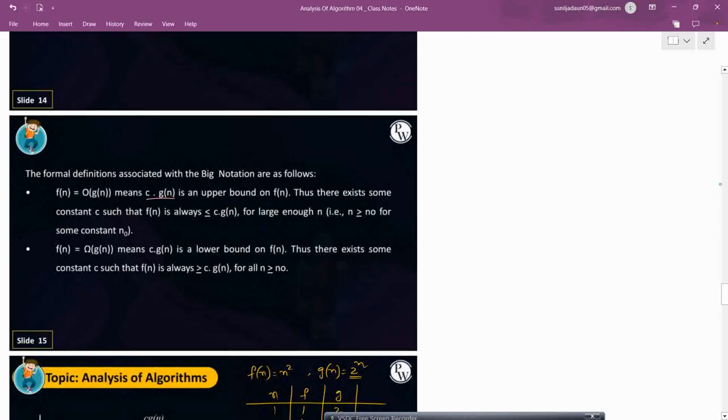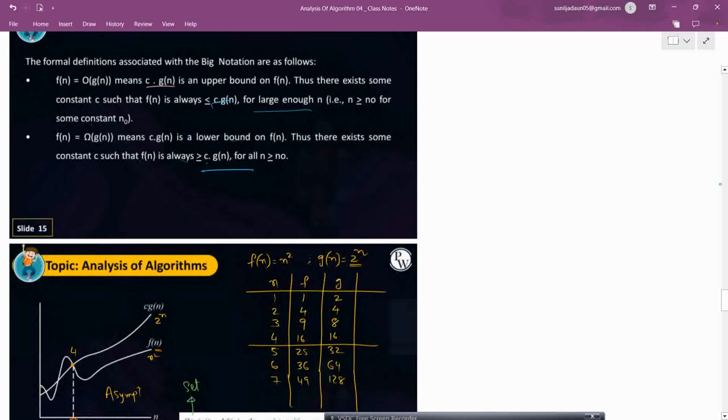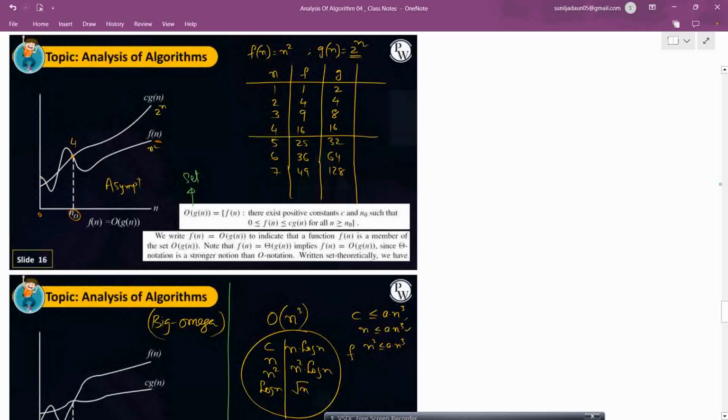The formal definitions associated with these notations are as follows. Big O: c·g(n) is an upper bound of f(n), so there is some constant c such that f(n) is always less than c·g(n) for large enough n. Big Omega: g(n) is a lower bound of f(n), so there exists some constant c such that f(n) is always greater than c·g(n), for all n greater than or equal to n naught. This is the n naught here, and it can vary.